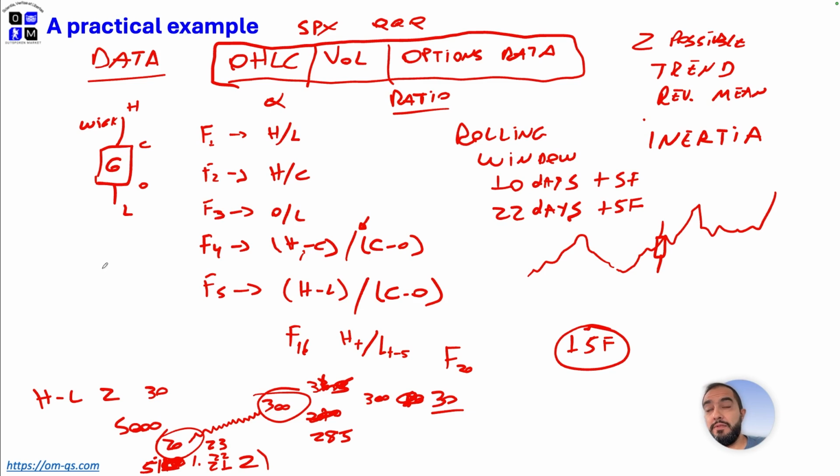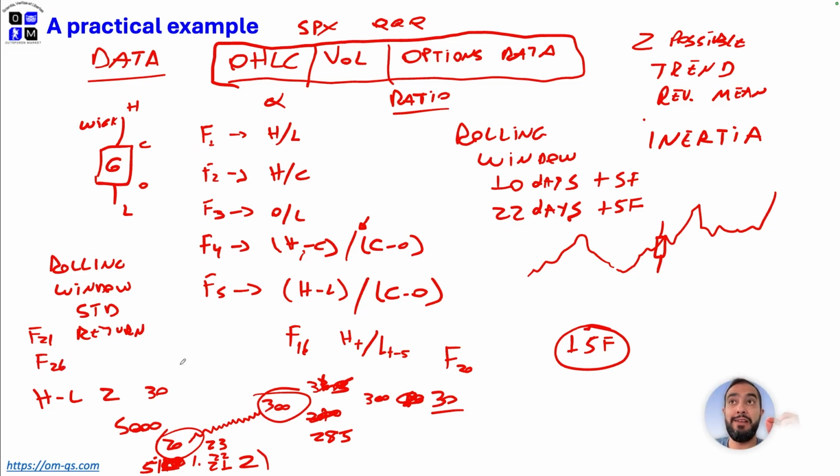Then you have the rolling window again, right? The rolling window for the standard deviation of returns and the standard deviation for these guys. So feature 21 plus the rolling standard deviation from all these guys over here. So you are adding already 26 features.